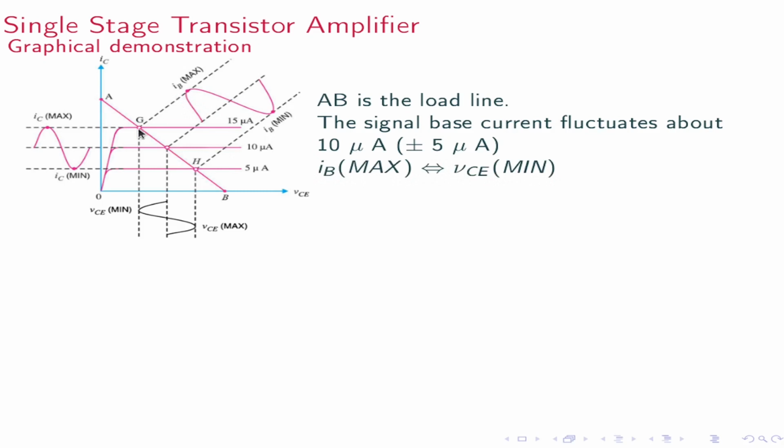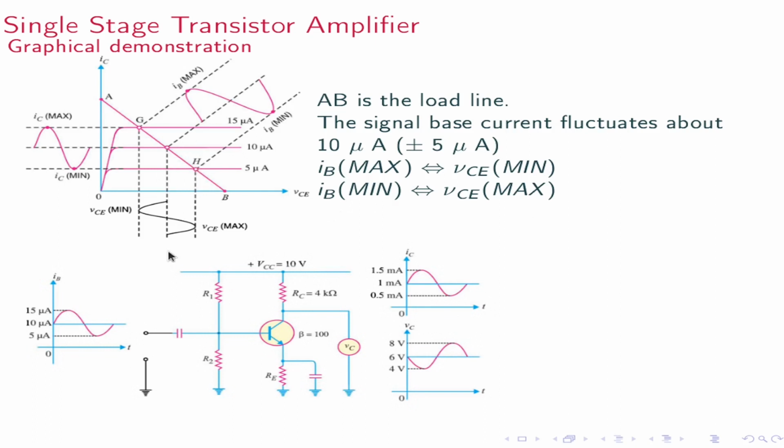When IB is maximum, see the point G, VC is minimum. When IB is minimum, graphically it is clear, VC is maximum. That's the idea. When IB is maximum, VC is minimum. When IB is minimum, VC is maximum. So it is very clear that these two have a phase difference of 180 degrees.